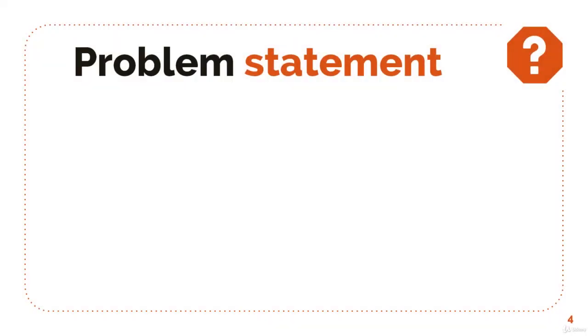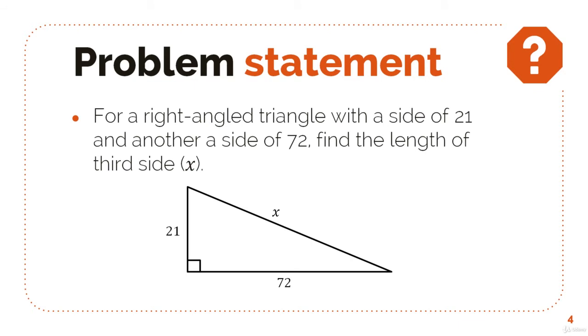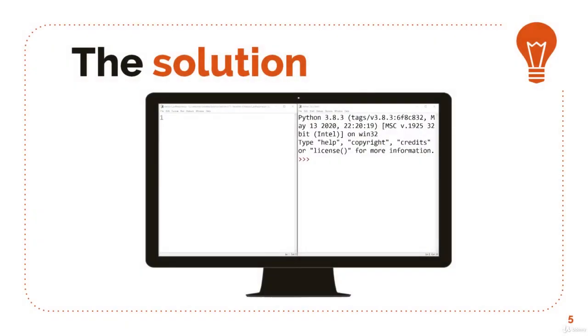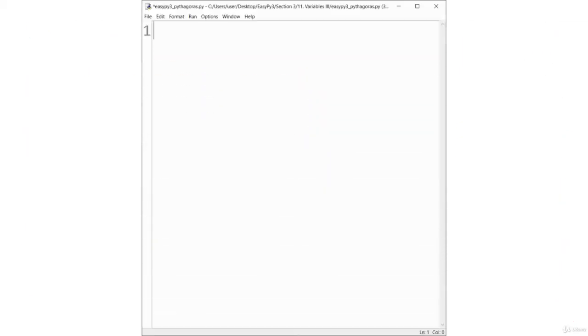Let's look at an example. For a right-angled triangle with a side of 21 and another side of 72, find the length of the third side, x. So you're given two sides and asked to find the third side of a right-angled triangle. Now let's show you how you can solve this in Python. Start by opening up a new file.